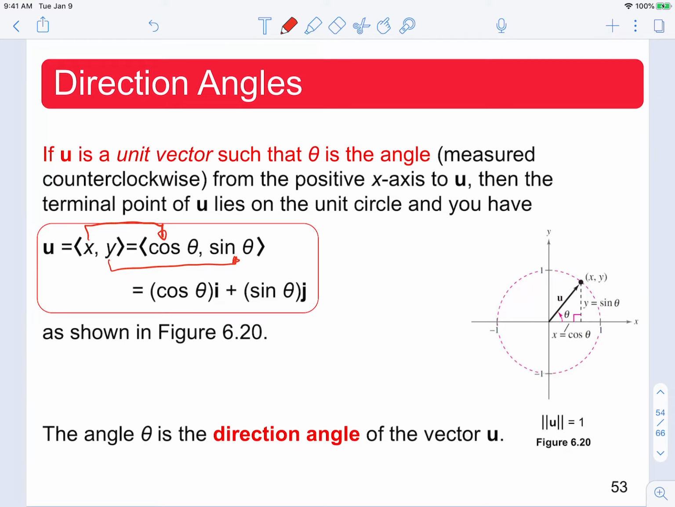And we said that the i represents the horizontal component and the j represents the vertical component. So we're caring about these here. This and this.